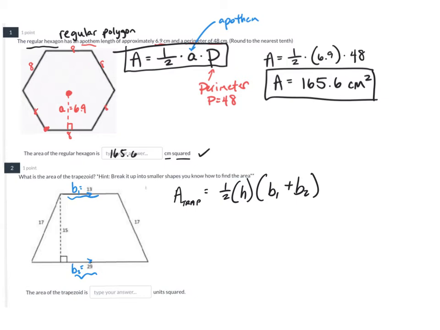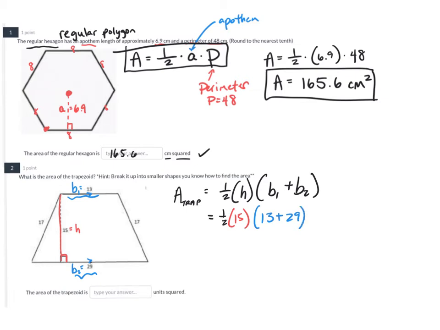And then the height, remember, runs perpendicular to those bases. So the height is going to be the 15 because it goes perpendicular to the two bases. So we're looking at a 1/2, a 15, and a 13 plus 29. Do the math and you'll be fine.